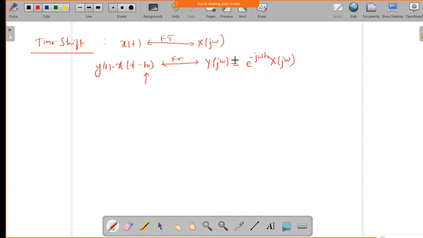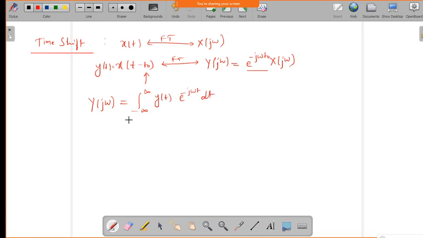Okay, so if you shift the signal in the time domain by the value t naught, then in the frequency domain, the Fourier transform is multiplied by this e power minus j omega t naught factor. So this is the time shift property of the Fourier transform. So now we'll prove this. So we know y of j omega is given by integral from minus infinity to plus infinity of y of t into e power minus j omega t into dt.